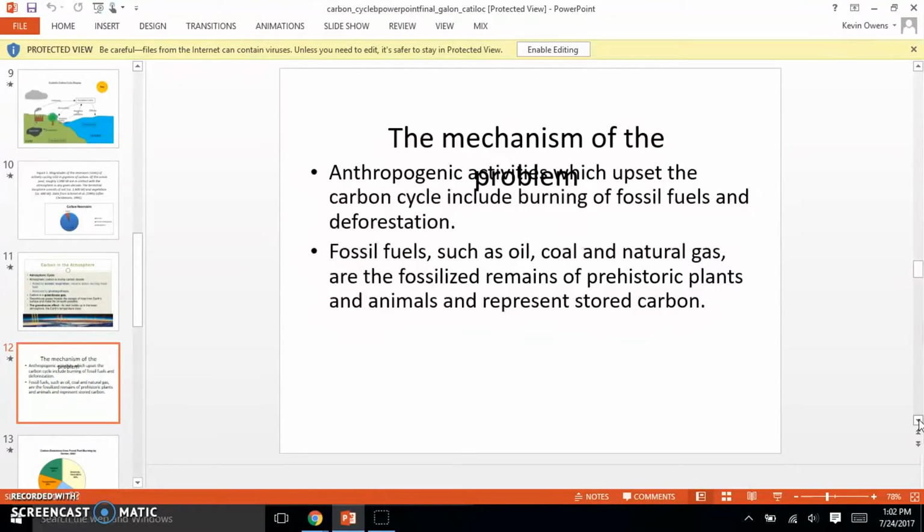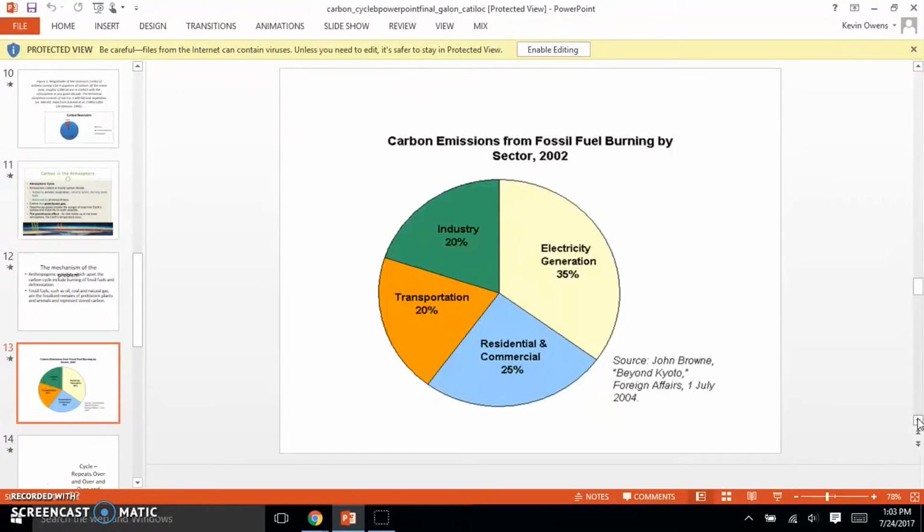Anthropogenic activities which upset the carbon cycle include burning of fossil fuels and deforestation. Fossil fuels such as oil, coal, and natural gas are the fossilized remains of prehistoric plants and animals and represent stored carbon. Here you see the emissions of carbon in the industry: 20%. Electricity generation, meaning they're burning mostly coal to produce it. I think I saw a thing like 60% of our electricity is still produced by the burning of coal, and a lot of you probably think it's windmills or water, but it's still burning of fossil fuels.